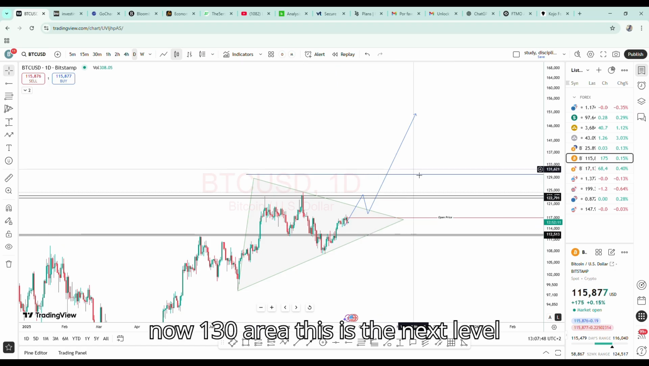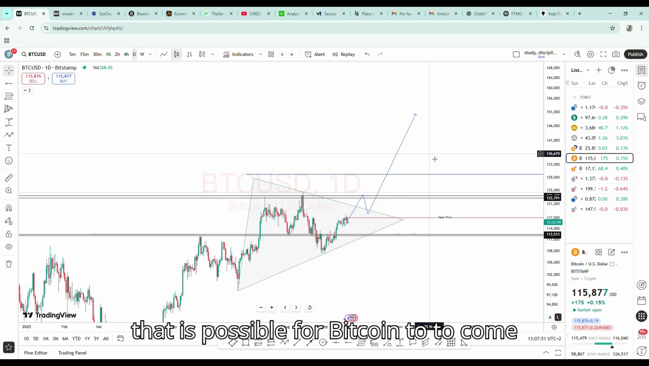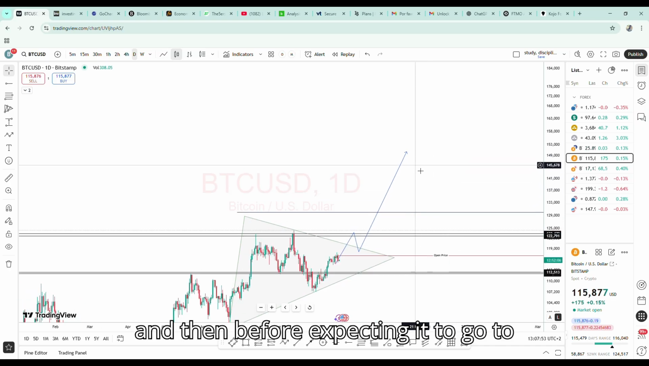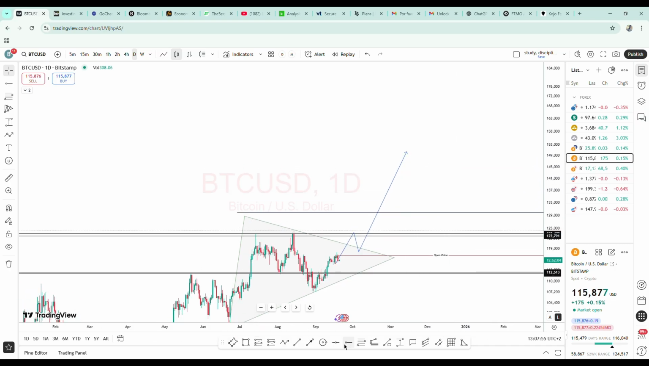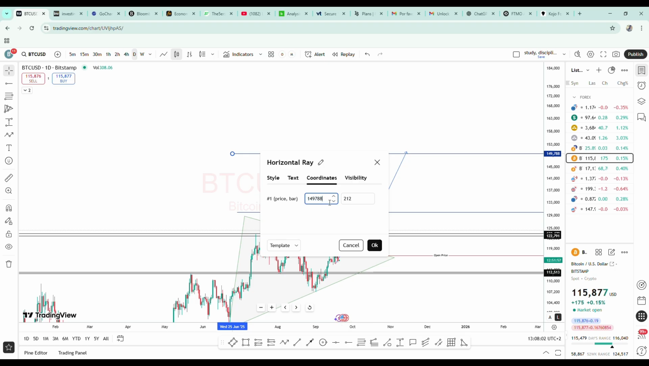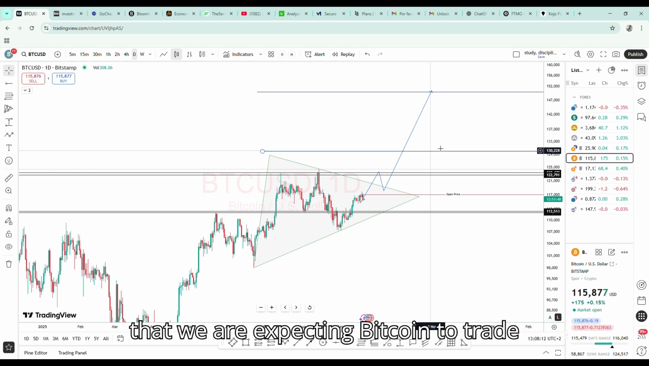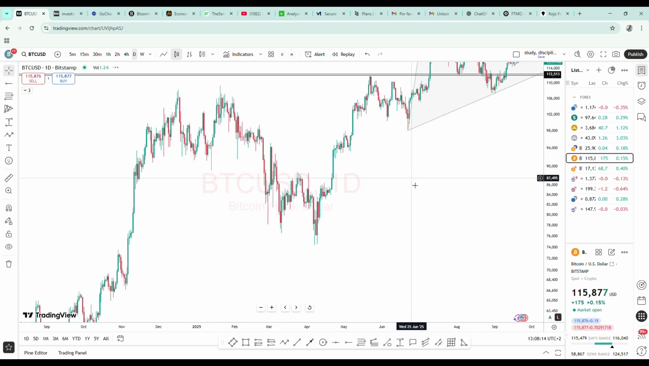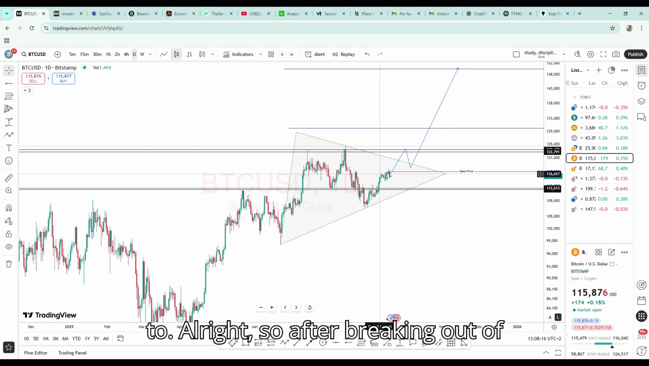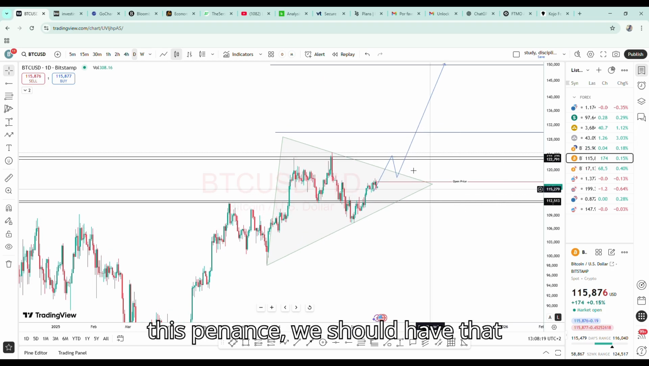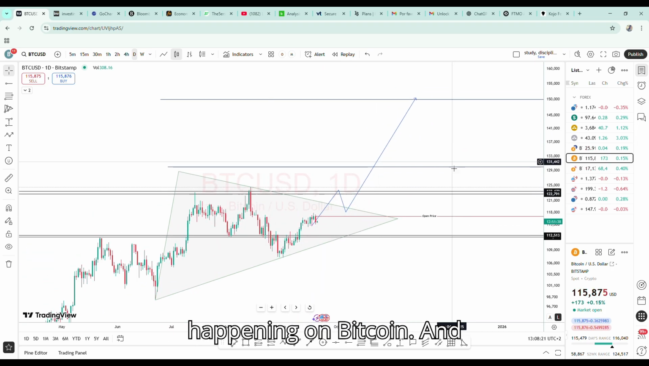Now 130 area. This is the next level that is possible for Bitcoin to come, and then before expecting it to go to 150,000. Possible. 150,000. It's possible. So this is our new high that we are expecting Bitcoin to trade to. Alright, so after breaking out of this pennant, then we should have that happen on Bitcoin.